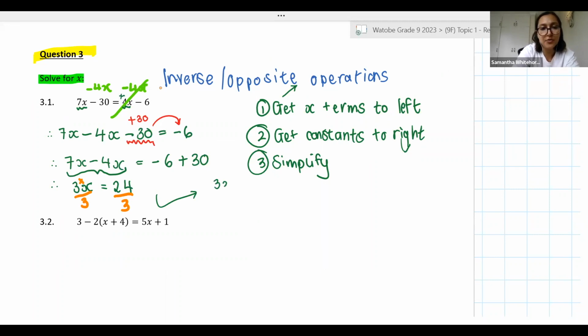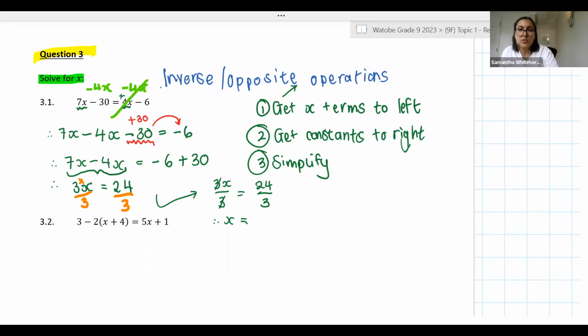So I'm going to have 3x divided by 3 is equal to 24 divided by 3. Now we know that when we've got 3 divided by 3, I just have 1. So you can write 1x, or you can just leave it as x. That's absolutely fine. And then we need to say 24 divided by 3.